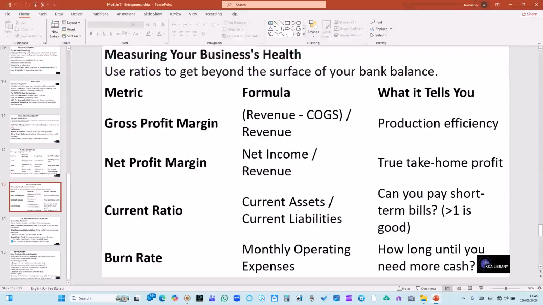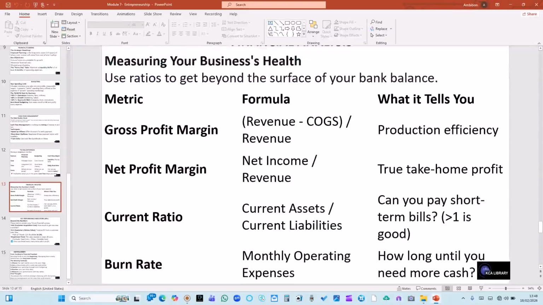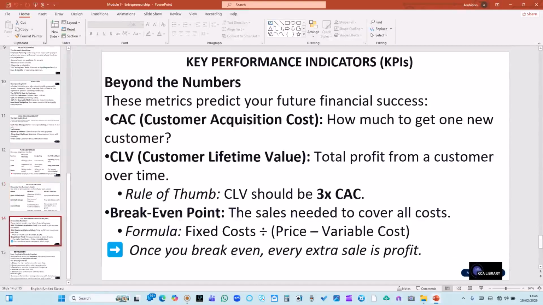So these are some of the metrics used in calculating financial analysis. Now let us look at the key performance indicators, KPIs. Beyond numbers, these metrics predict your future financial success. So we have CAC, customer acquisition cost, which is one of the key performance indicators, which tells you how much it will take to get one new customer.